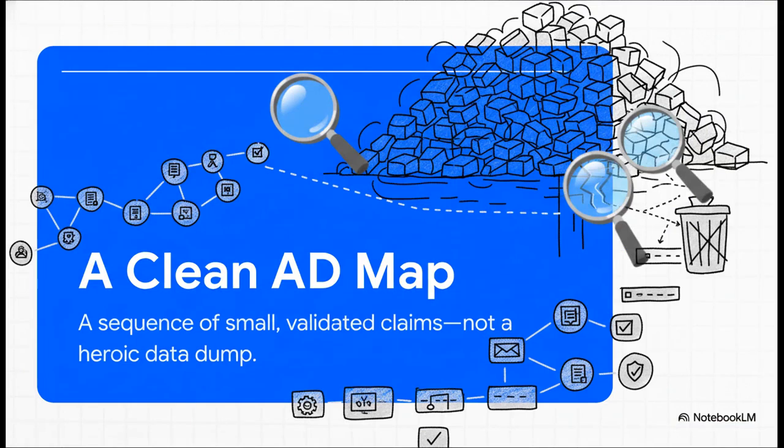And really, that brings us to the core philosophy of this whole thing. A clean AD map, it's not some heroic data dump of every single object in the directory. It's a story told through a sequence of small, validated claims. Every single piece is something you can prove and you can explain.